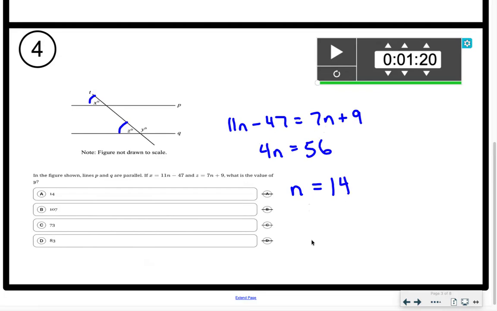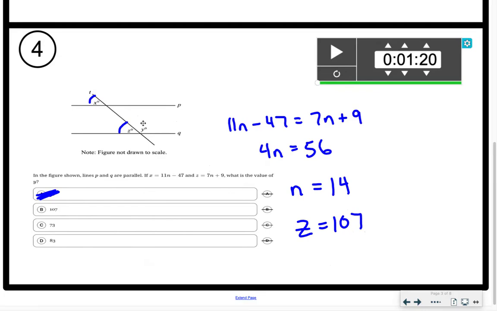Now I'm not done. All right, be careful because 14 is right there. Let's not get confused by that. We want the value of y. So let's find z. z is 7n plus 9. So 7 times 14 plus 9 is 107. So even though it looks acute, it's really not, but that's still fine.